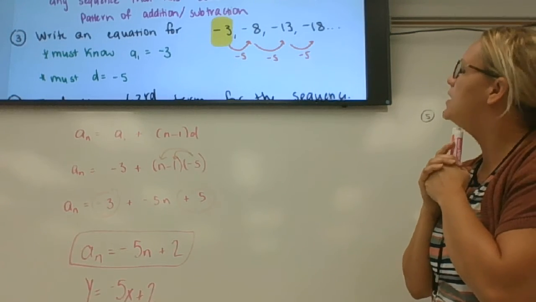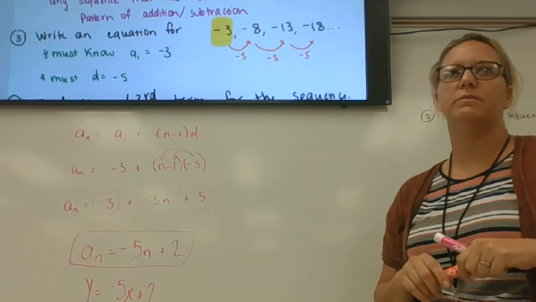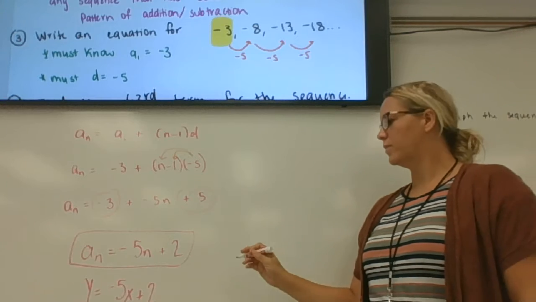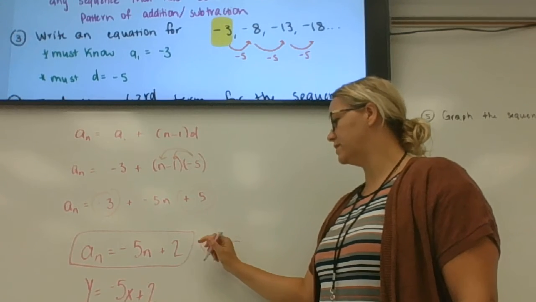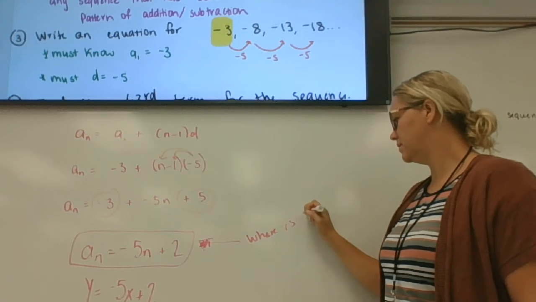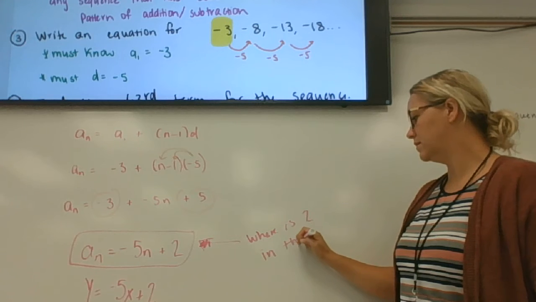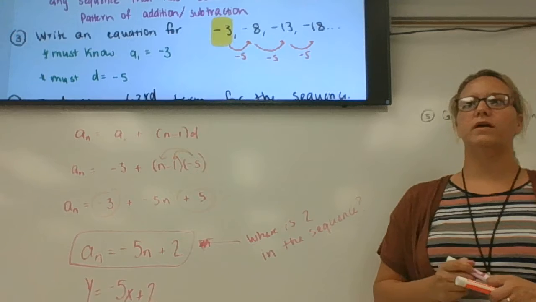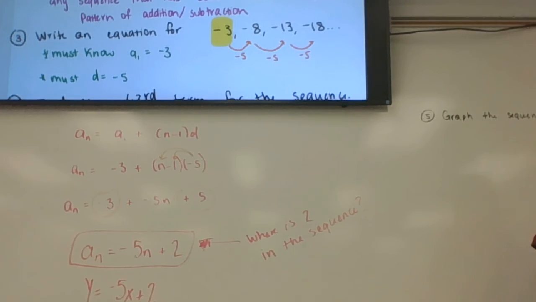So, can anybody tell me where the 2 in the equation would show up in the sequence? Where is 2 in the sequence? Kind of an extra challenging question for you guys. Yeah, it's the 0 term. The number that would become in the 0 spot.